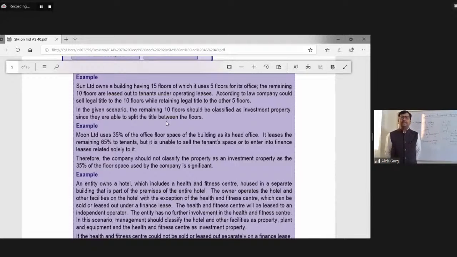In the given scenario, the remaining 10 floors should be classified as an investment property, since they are able to split the title between the floors. Any doubt in this example? Ambika, Pujita, Purushottam, Rohan, Kaustav, any doubt?